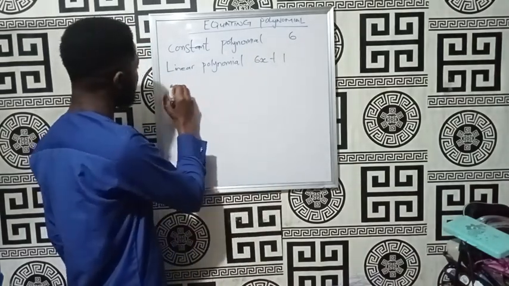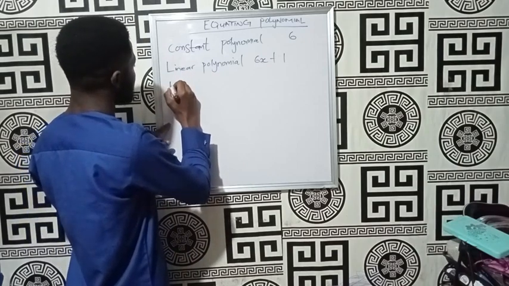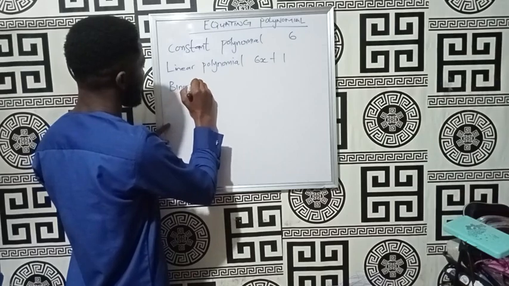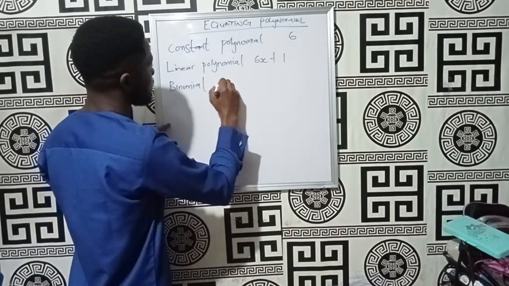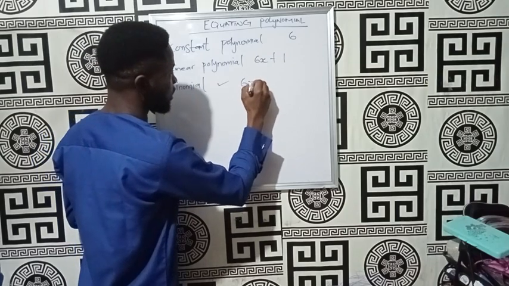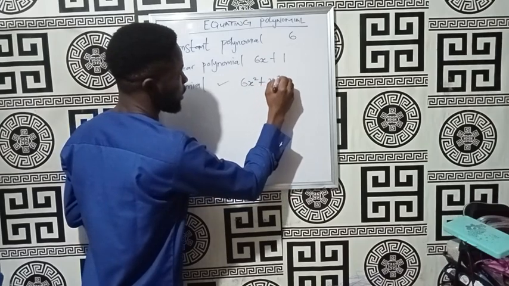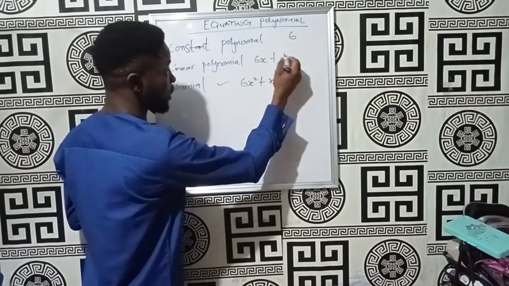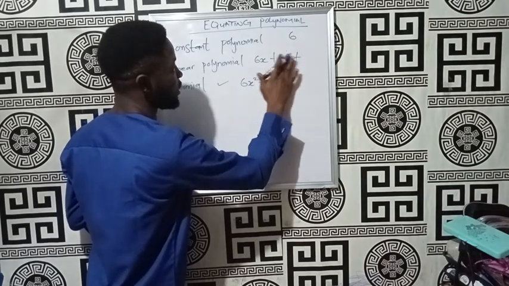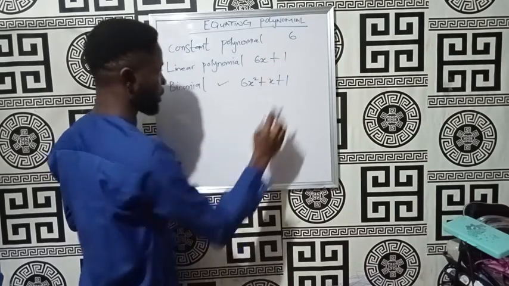Then the other one we have is the binomial. This is to the degree of 2. Let's say 6x squared plus x plus 1. This is a binomial. We can also say 6x plus 1 is a linear polynomial.